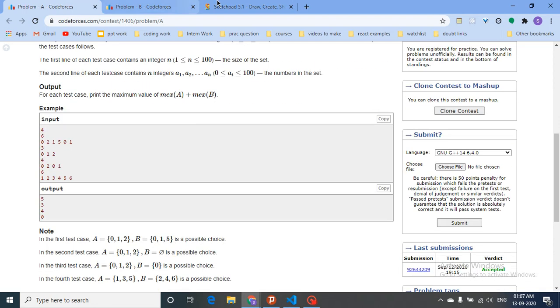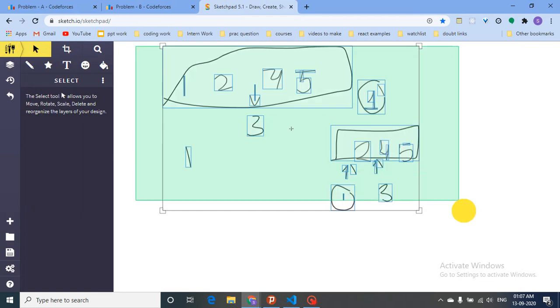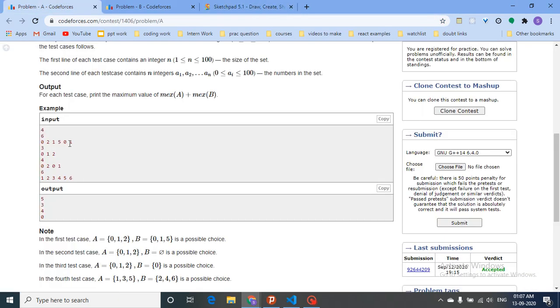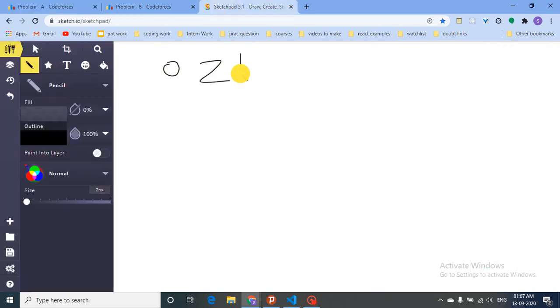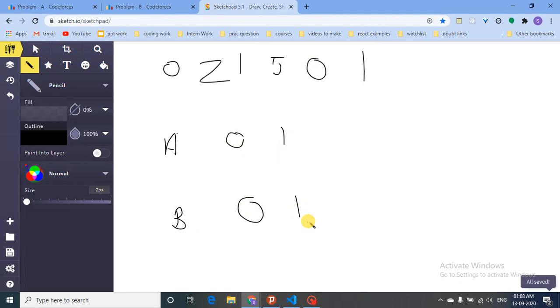The main crux of this problem is to make the MEX as large as possible for both of these subsets. Let's understand with the first example, which is 0 1 2 0 1 5. Because you want to split it into two groups, let's assume this is group A and this is group B. Now I have two 0s, so I will put one 0 here and one 0 there. I will put one 1 here and one 1 there. Why am I putting it like this? Because if I put one more 1 here, it doesn't matter, since I want to increase my MEX.